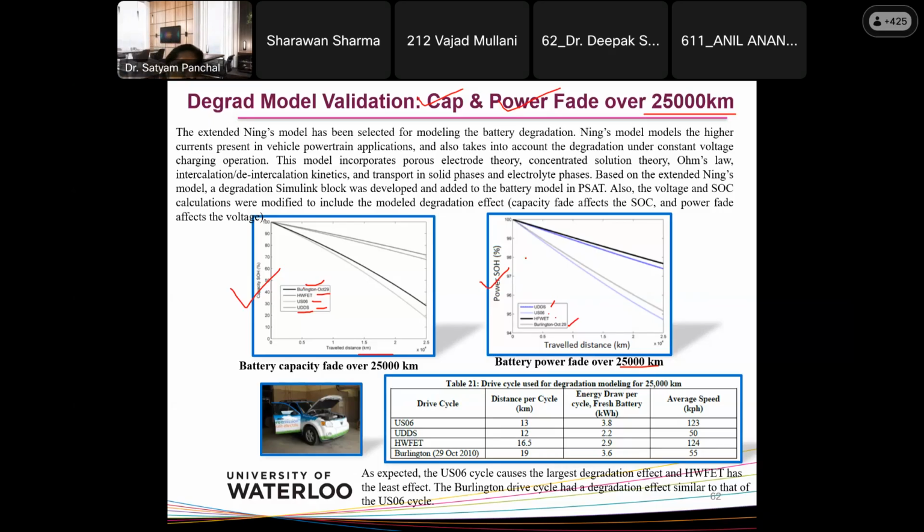Based on the extended Nernst model, the degradation block was created, and in the model the voltage and state of charge calculation were also modified to include the degradation effect, in terms of capacity fade, SOC, and power fade affecting the voltage.